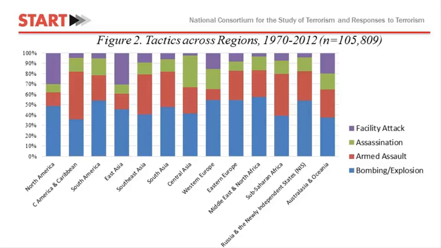For example, the prevalence of bombings by region ranges from a low of 36% in Central America and the Caribbean to a high of 57% in the Middle East and North Africa. Likewise, the share of armed assaults by region ranges from a low of only 11% in Western Europe to a high of 46% in Central America. In fact, Central America is the only region where armed assaults are substantially more common than bombings.